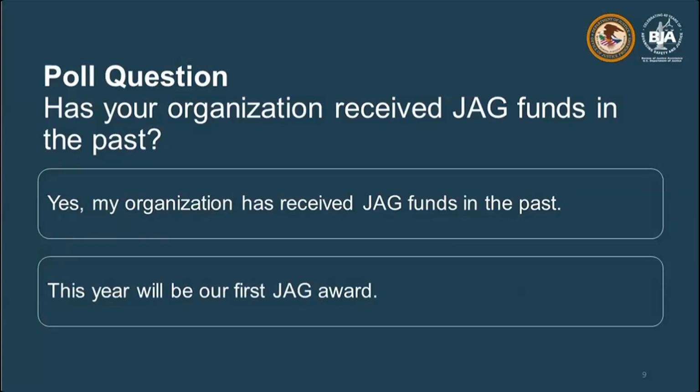And this leads us to our first poll question of the presentation. I think this is really important considering your attendance today. Has your organization received JAG funds in the past? If you could answer this question, either yes, my organization has received JAG funds in the past, or this year will be our first JAG award. Go ahead and select your answer, leave it up for a couple seconds, and then we'll close it. We're about at 60% now. All right, about 5 more seconds. All right, Daryl, if you could go ahead and close it.